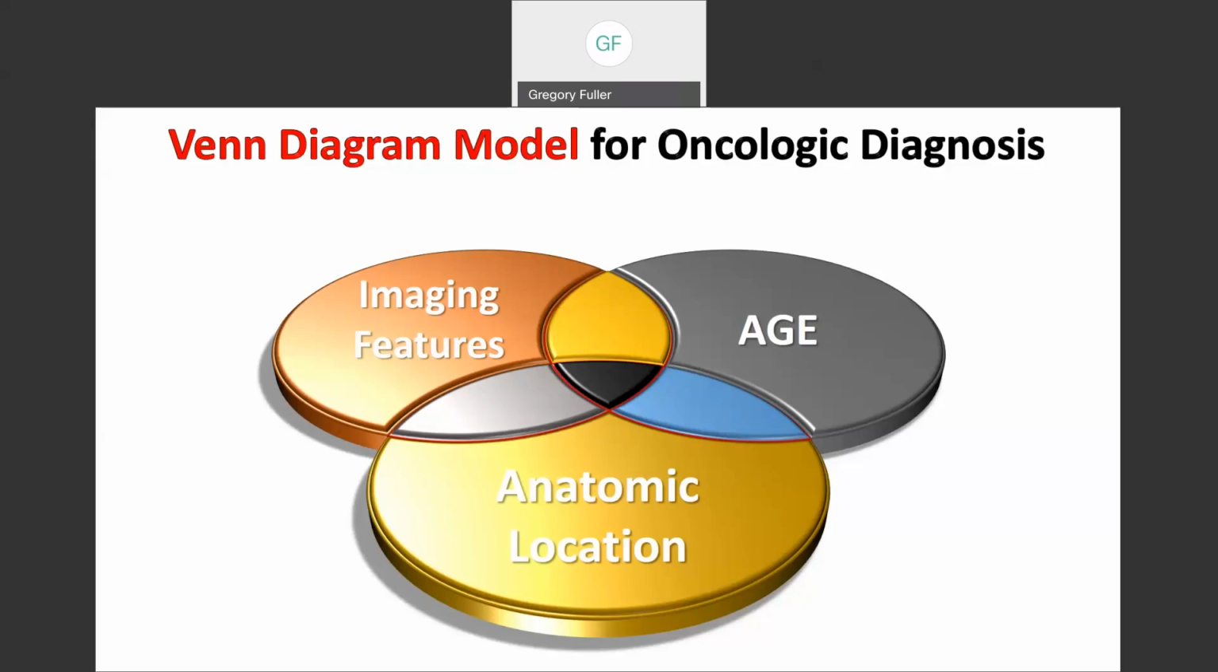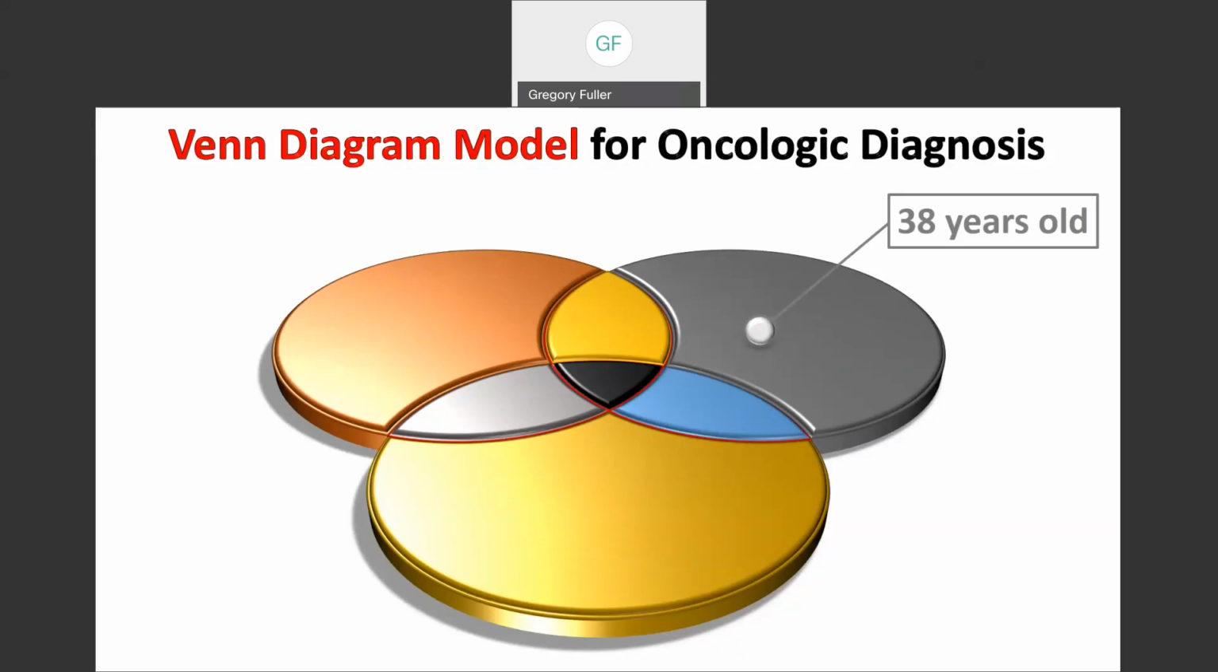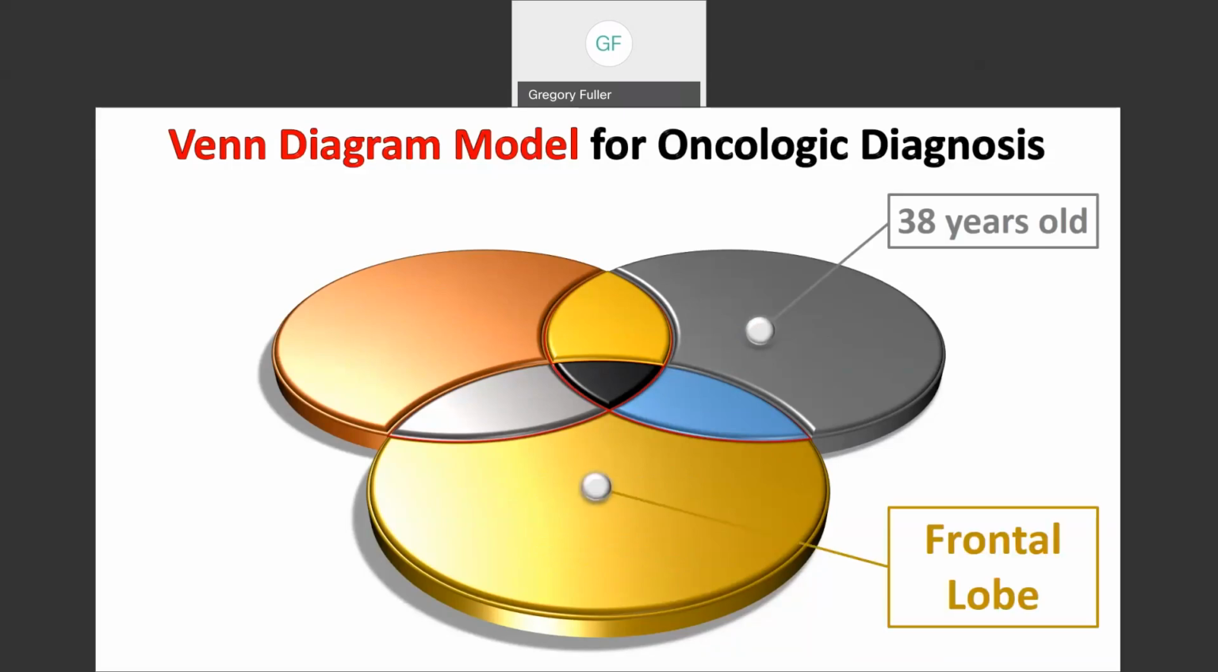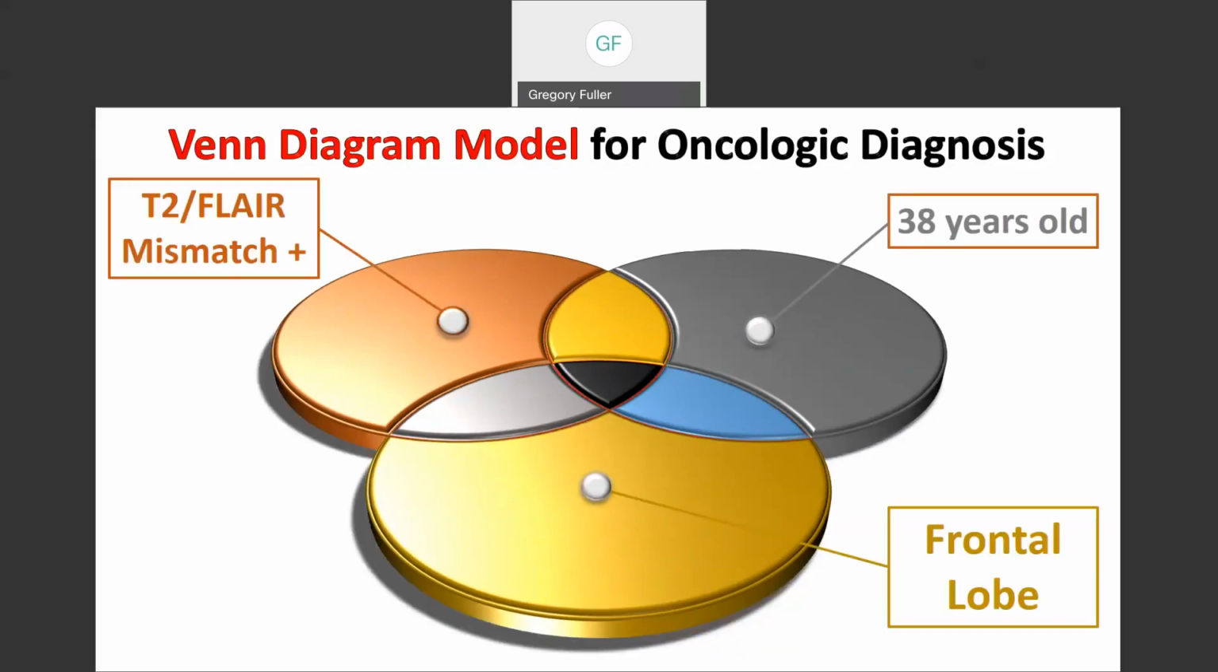Imaging features, obviously this is very broad, and depending on the features, a very broad differential. And then the anatomic location, clearly the frontal lobe is quite different from intraventricular, pineal region, sellar, suprasellar, etc. So we look at the overlap of these. What we have is young adult, 38 years old, frontal lobe anatomic location, and T2 FLAIR mismatch sign, positive sign, and the overlap zone there in the center. That is where the very narrowed differential diagnosis will be.